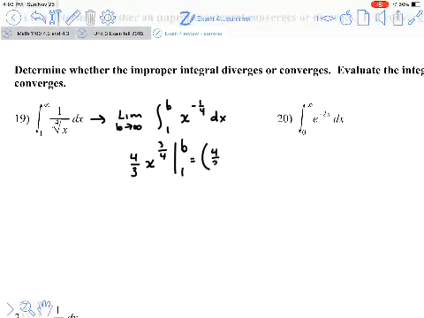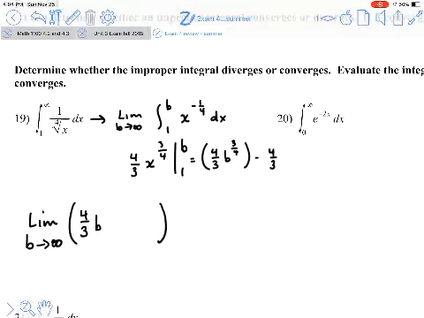So at the upper bound, we're going to have 4/3 times b to the 3/4, and then we subtract at the lower limit, which is 1. 1 to the 3/4 is 1, and then 1 times 4/3 is 4/3. So that antiderivative, remember, we need to evaluate now the limit of that antiderivative, 4/3 b to the 3/4 minus 4/3.